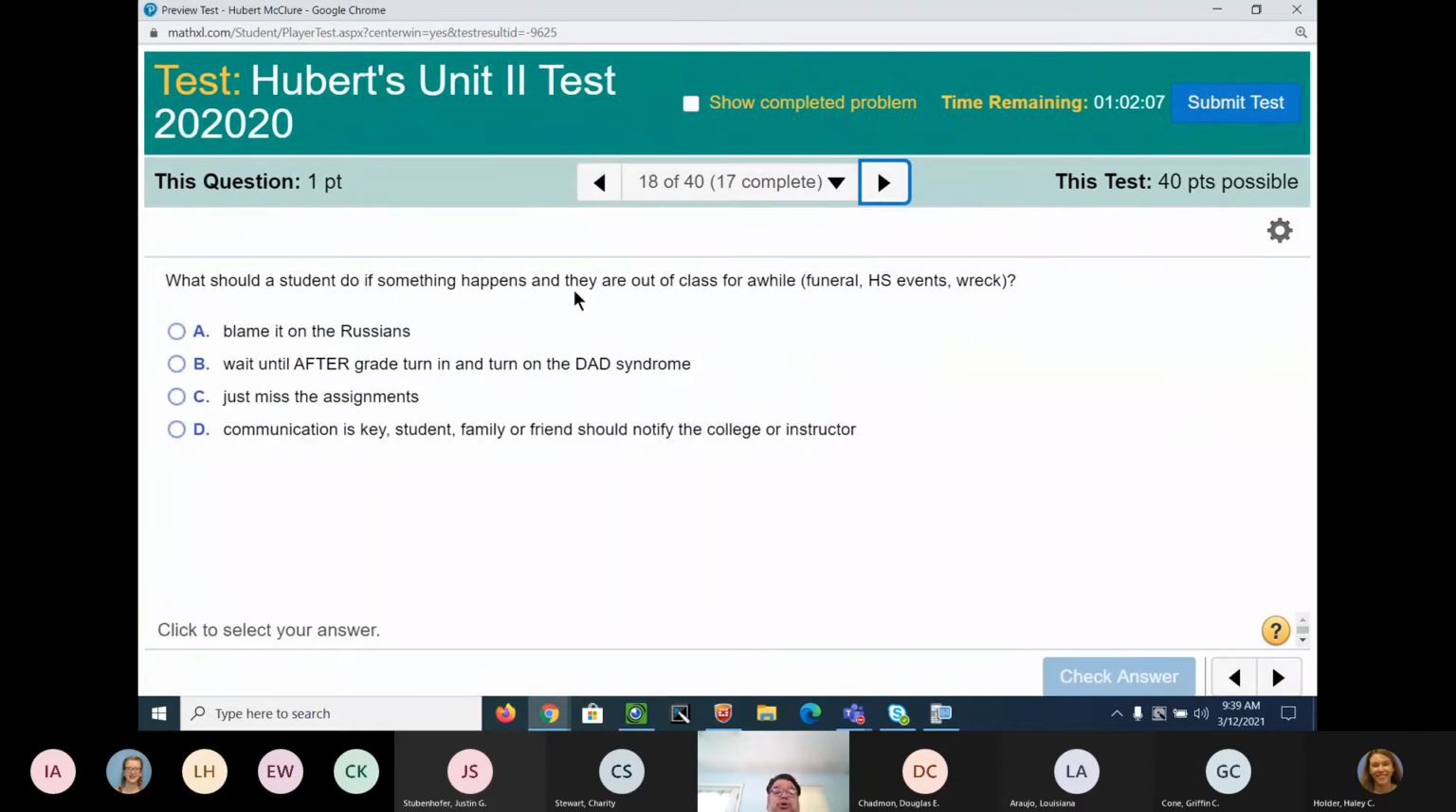What should a student do if something happens? Wait until after grade turn-in to say anything to the teacher.